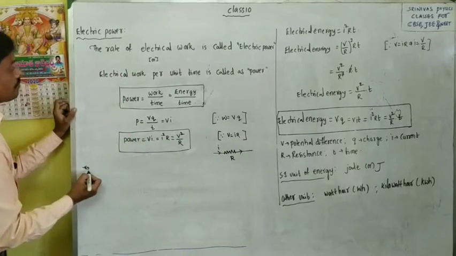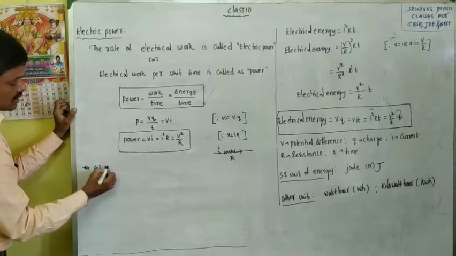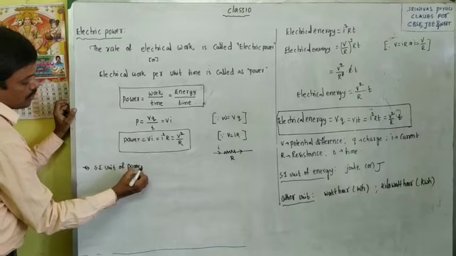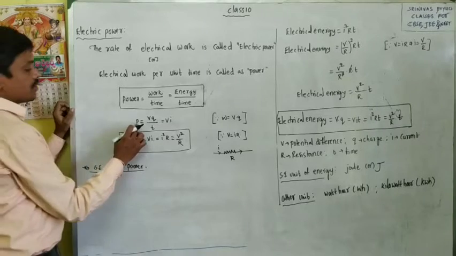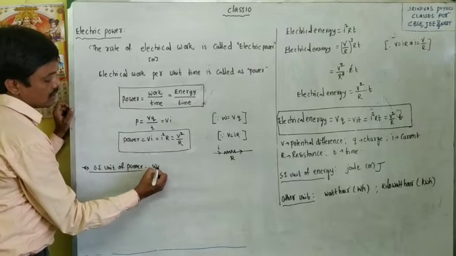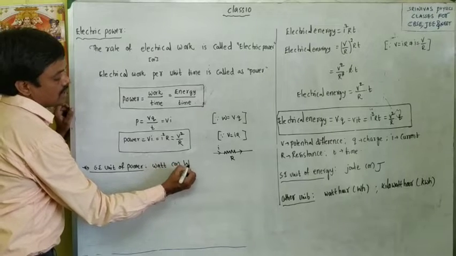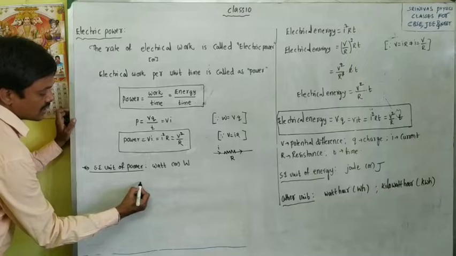Now let us see the SI unit of power. What is the SI unit of power? You know already. The power unit is watt. Watt is the power unit. Symbol is capital W. Okay. 1 watt is equal to what we write? 1 watt is equal to.